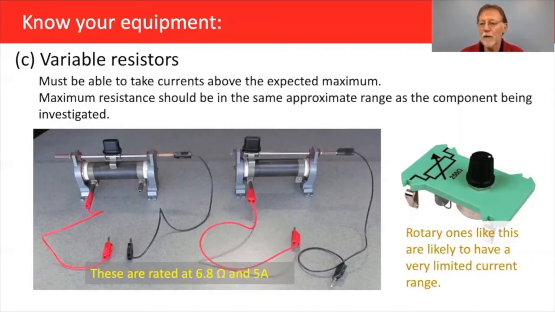If, however, this maximum value is too low, then the variable resistor would have very little effect on the potential difference and current, making it impossible to achieve a reasonable range of results. The variable resistor used in the video you'll see shortly has a stated resistance range of 0 to 6.8 ohms and a maximum current of 5 amps.